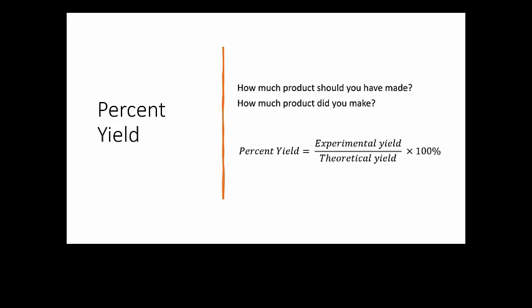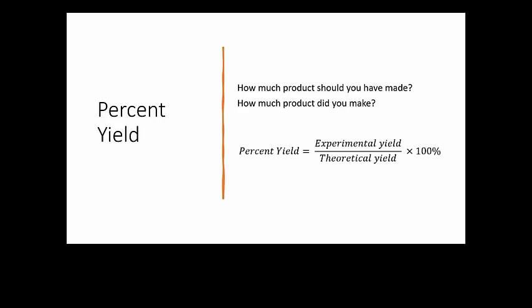Hey Chem classes, today we're going to be wrapping up stoichiometry with the last concept, which is percent yield. So percent yield attempts to answer two questions. How much product should you have made, and how much product did you actually make? And that gives us the formula for percent yield.